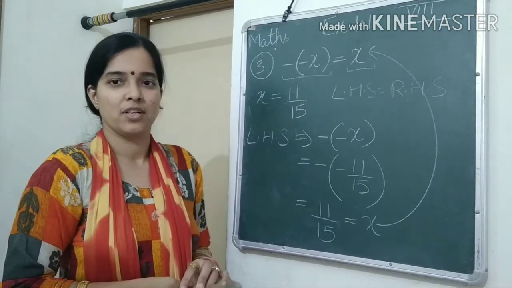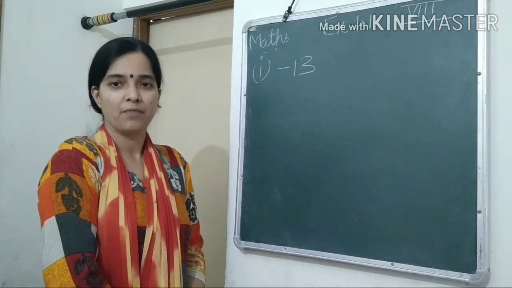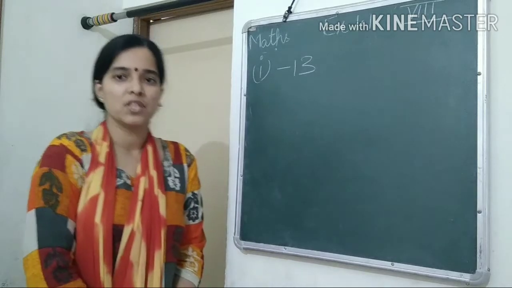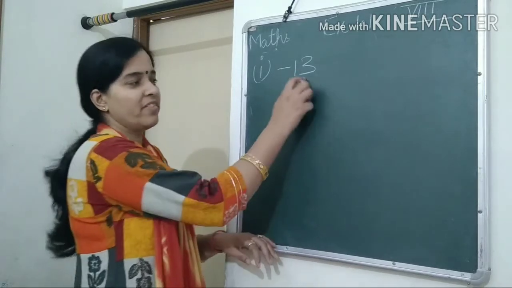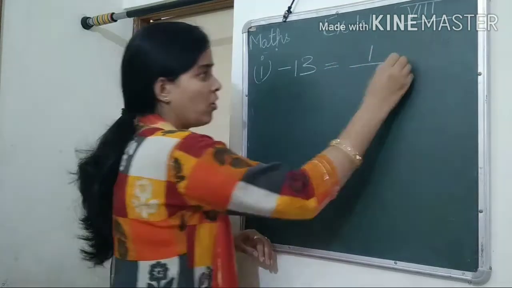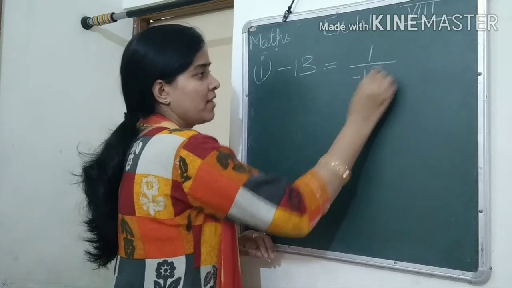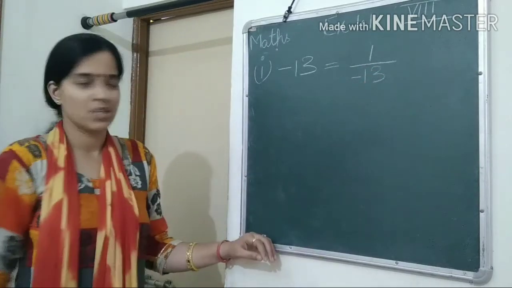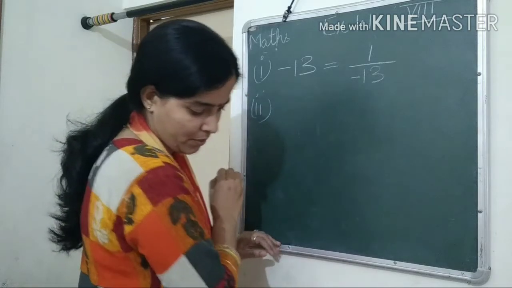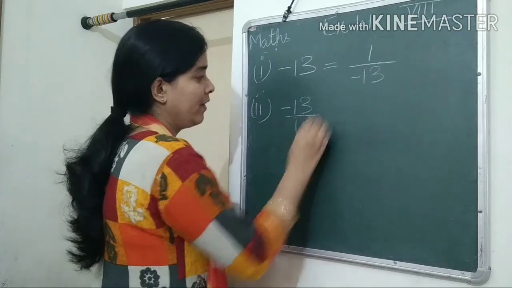In the next question, we have to write the multiplicative inverse. In multiplicative inverse, whatever number is given to you, always write 1 upon that number. In this case, it is given minus 13, so you can write it this way. In the second part, what is given to you is minus 13 upon 19.